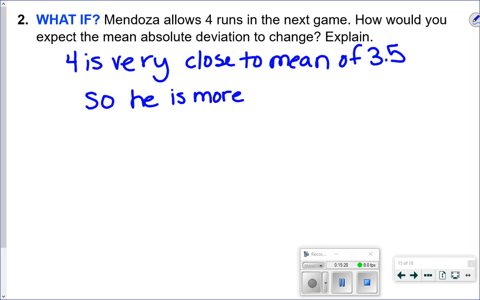So his, actually, I'm going to erase this here. His MAD would be smaller.